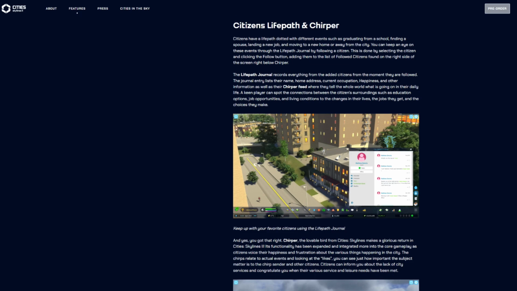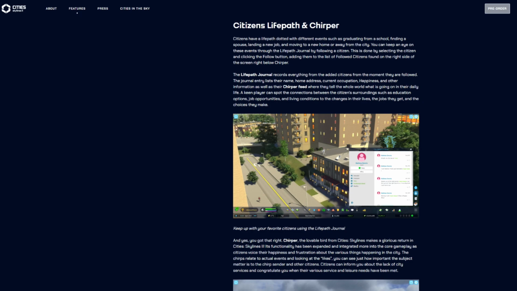And next we're getting into Citizens' Life Path and Chirper. Citizens have a life path dotted with different events such as graduating from school, finding a spouse, landing a new job, and moving to a new home or away from the city. You can keep an eye on those events through the Life Path Journal by following a citizen. This is done by selecting the citizen and clicking the follow button, adding them to the list of followed citizens found on the right side of the screen right below Chirper. Cool, so it's essentially just like following someone on social media, but within the game.